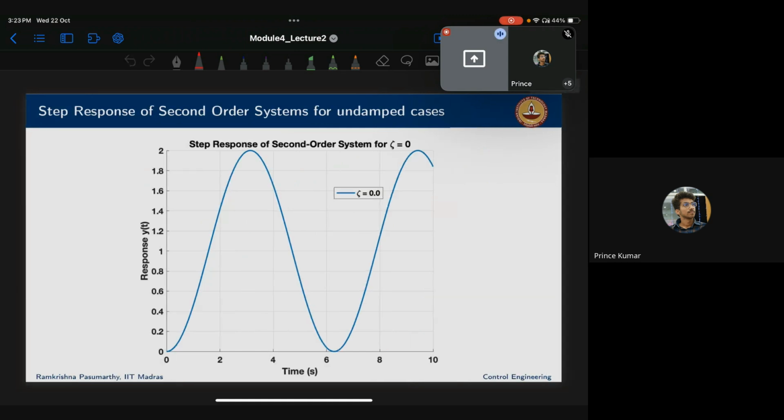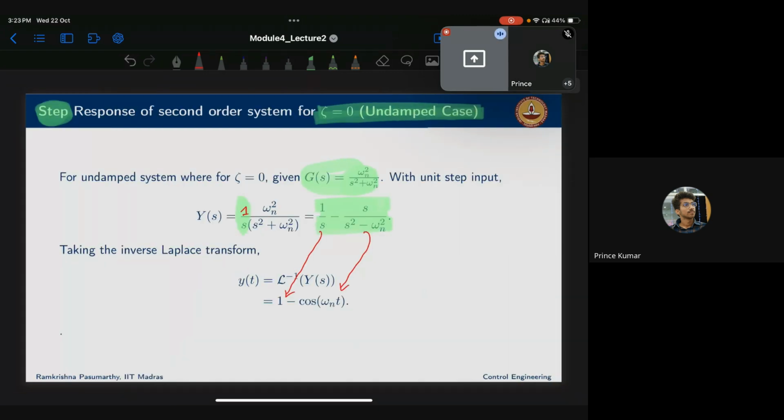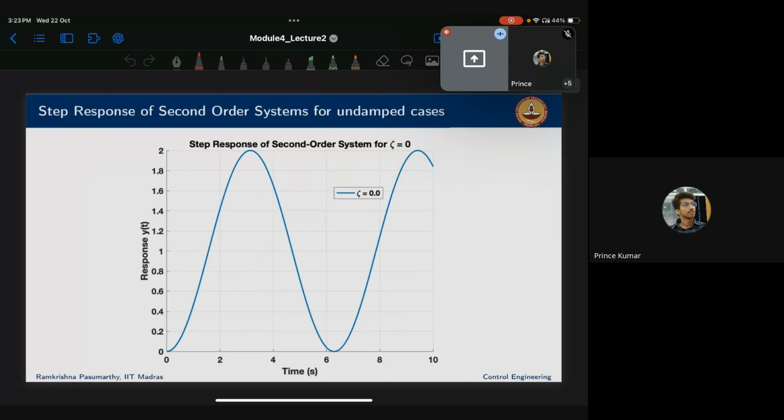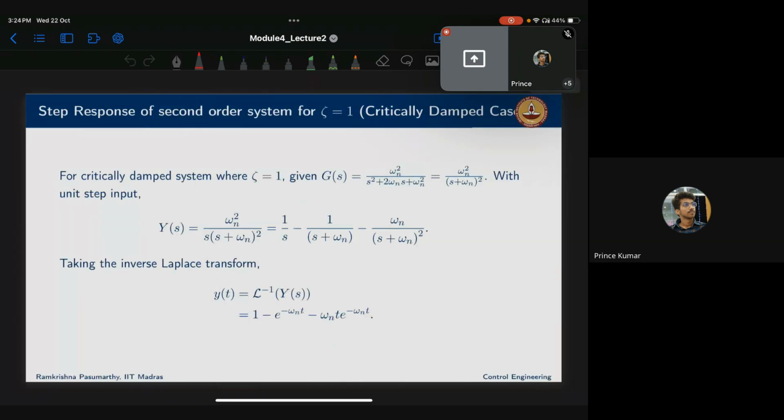Okay, again, if you draw the response, that is 1 minus cos omega n t. This is what the response is. Here that is the purely undamped case. So it means that the oscillations will not reduce. Instead, they keep sustaining, they stay in the sustained mode. Okay, next, critically damped, when zeta is equal to 1.